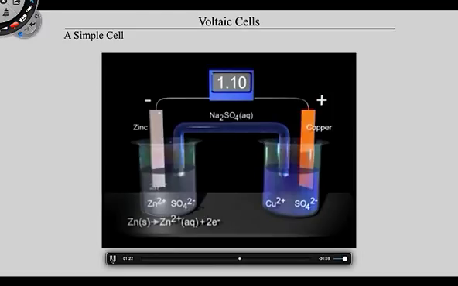As the cell reaction proceeds, zinc atoms of the zinc electrode lose electrons and move into the solution as zinc ions. At the same time, copper-2 ions acquire electrons at the copper electrode and form copper metal. The reaction in the left-hand compartment is oxidation of zinc. The electrode at which oxidation occurs is called the anode. The reaction in the right-hand compartment is reduction of copper. The electrode at which reduction occurs is called the cathode. Electrons flow from the anode to the cathode through the external circuit. To maintain electrical neutrality in the two cell compartments, ions must move through the salt bridge.